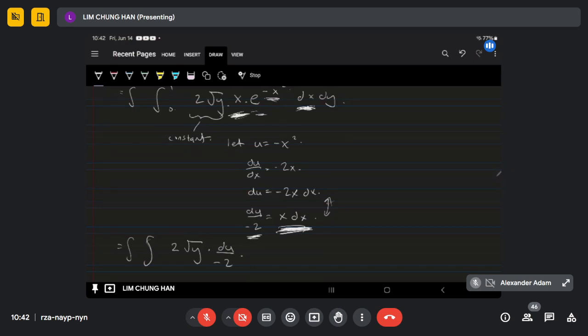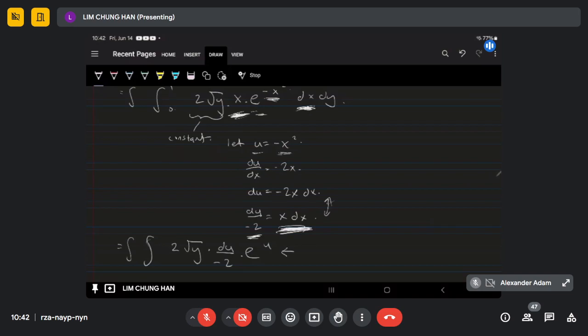And then e, I write e. And then the power, negative x squared, is what? Well, I already said it is equal to u. So now everything is in terms of u. Successful.